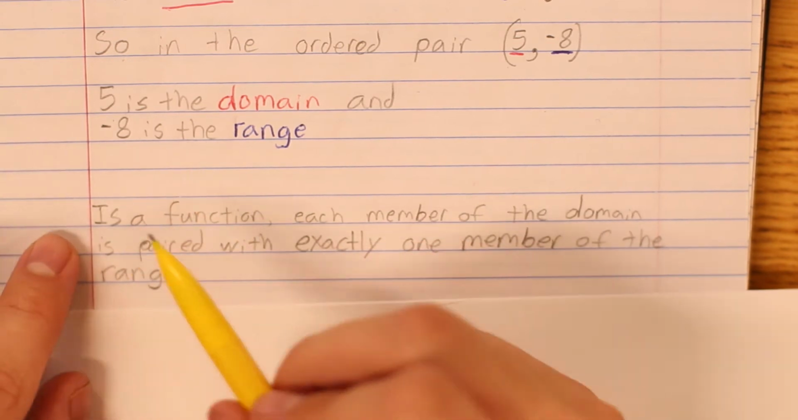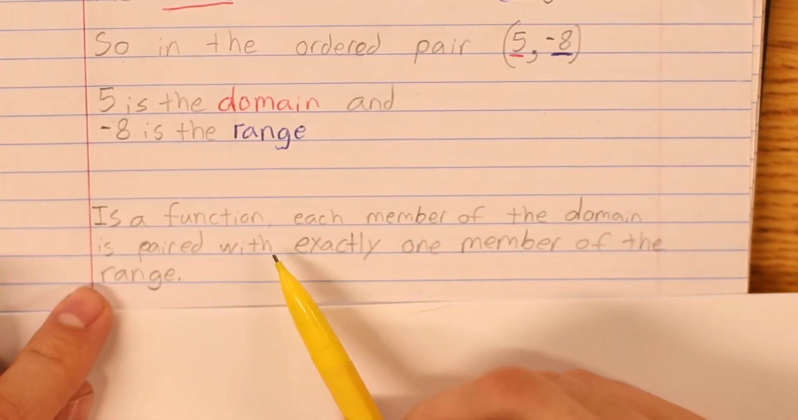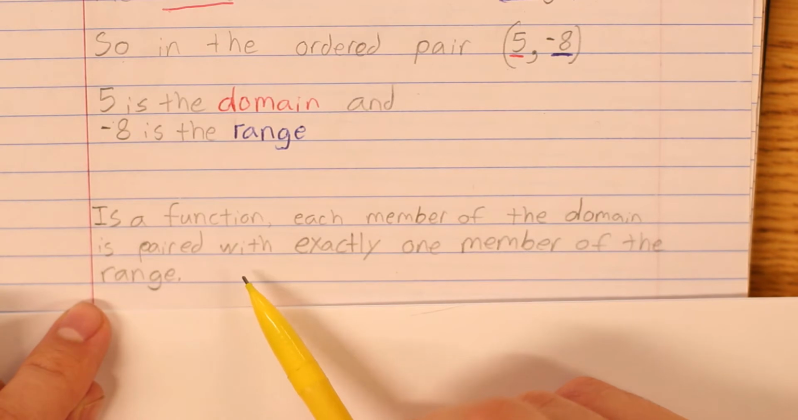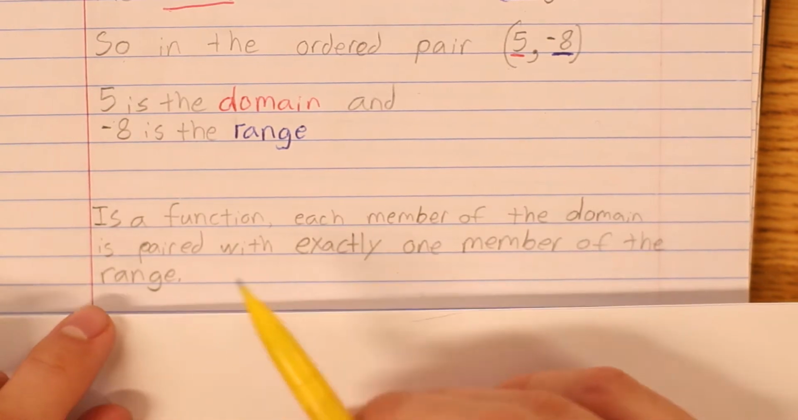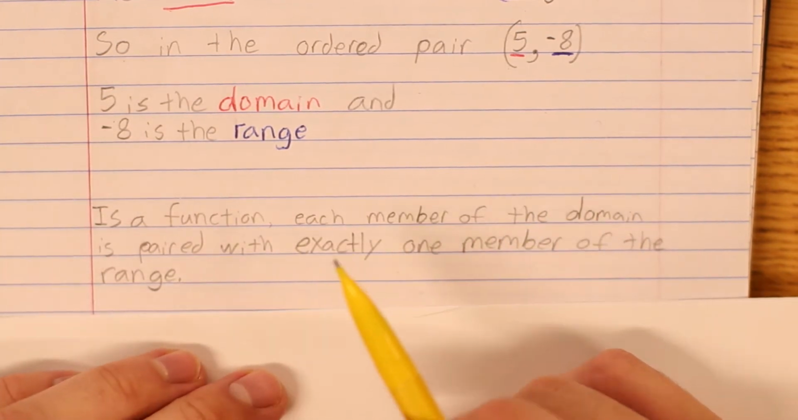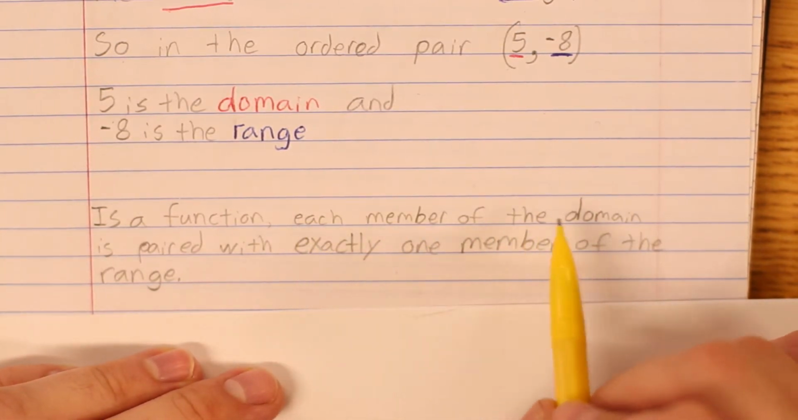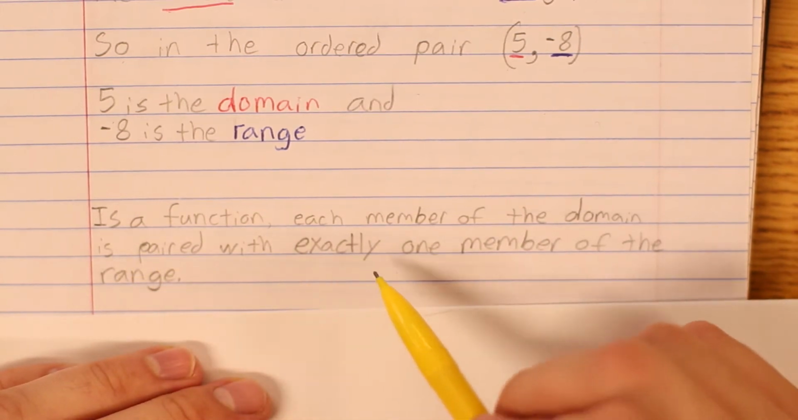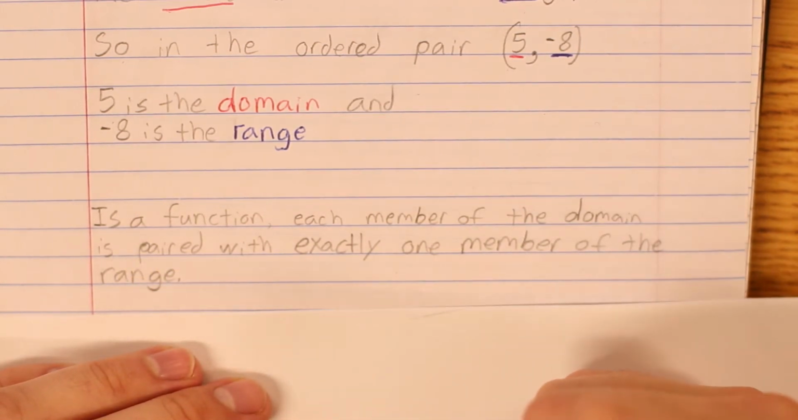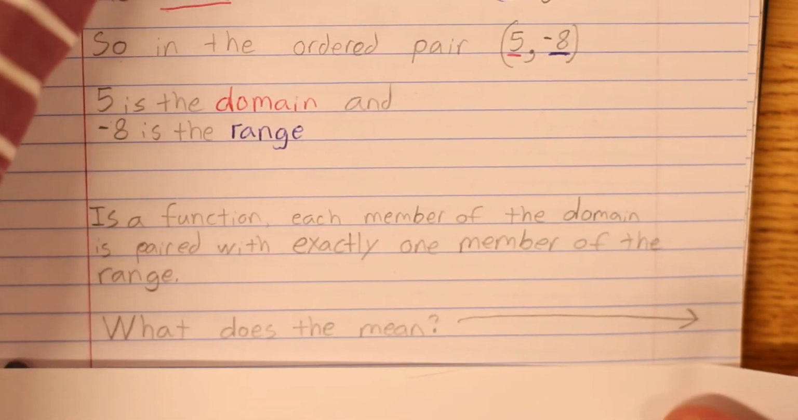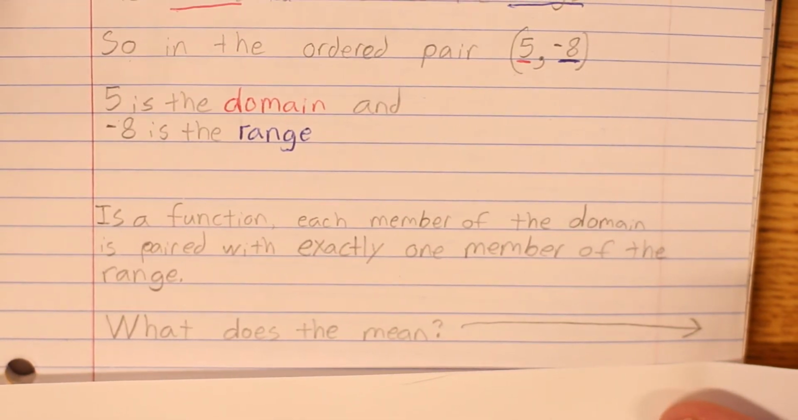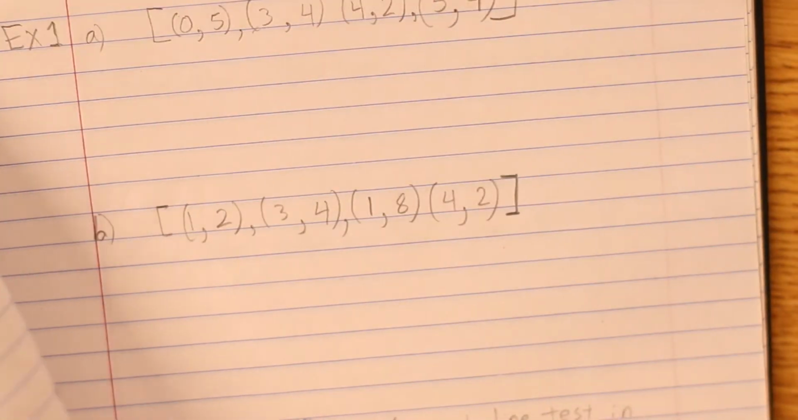A relation is a function if each of its members of the domain is paired with exactly one member of the range. A relation is considered a function if each member of the domain is paired with exactly one member of the range. So what does this mean? We'll take a look. Like I said, you might not understand this right away, but once we look at some examples, I think it'll click. Just remember that the domain is the first number, while range is the second number.